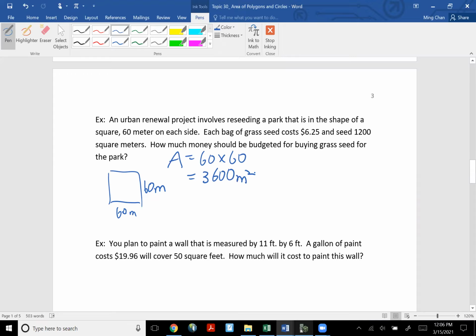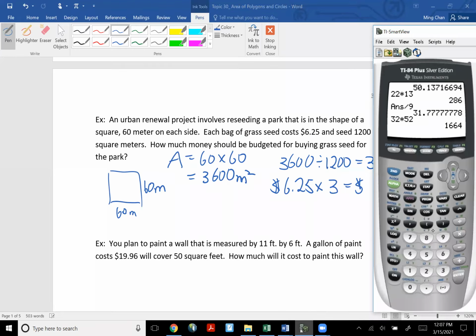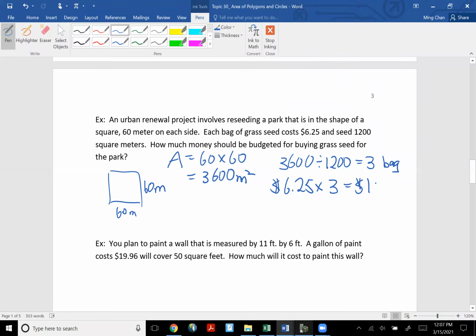Okay, one bag will do 1,200 square meters. So if I divide, I can figure out how many bags I need. So 3,600 divided by 1,200 will give me 3 bags. Okay, so I need to buy 3 bags, right? $6.25 for one bag, each bag costs that, times 3 bags. So 6.25 times 3 will be $18.75.